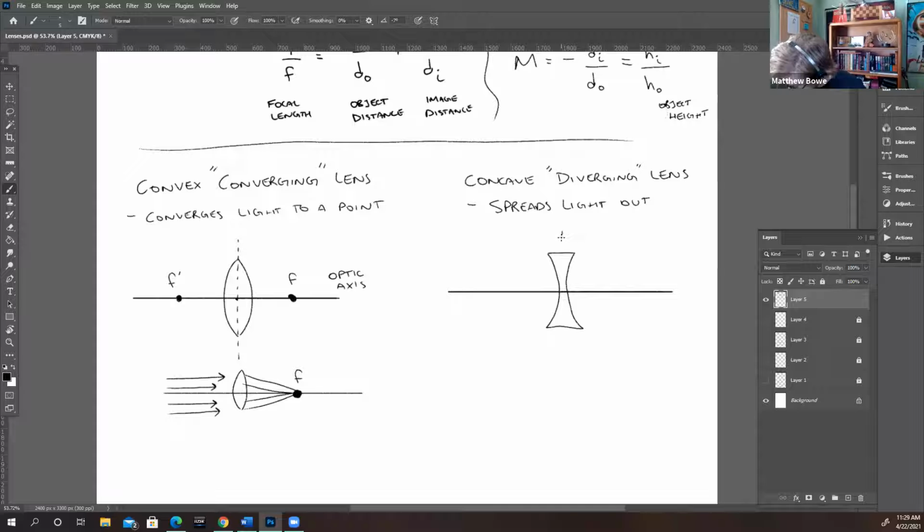And again, this lens is pretty much symmetric down the center, so it will have focal points on both sides of the lens. But let's put one right there, and we'll put one right here. But since it's got a completely opposite shape, the focal points have been flipped. So this is F, and this one over here is F prime. And this line, again, is the optic axis.